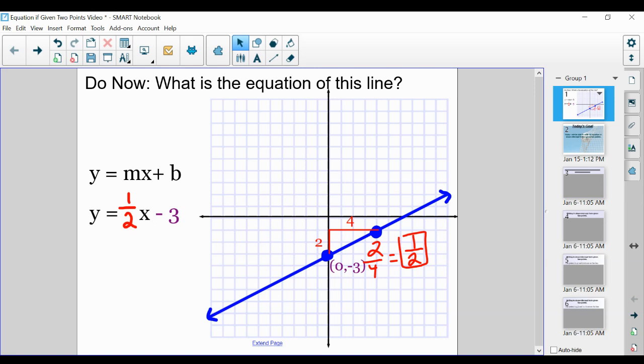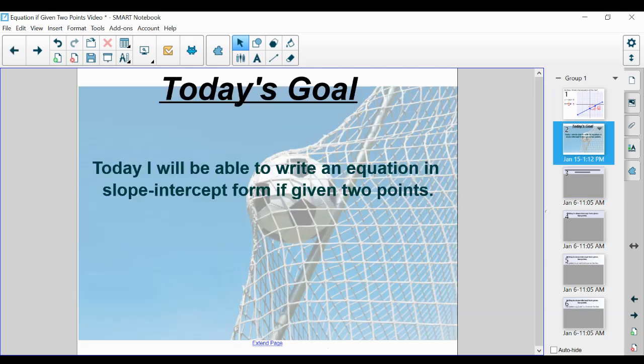Notice how we were given 2 points that were on the line. We were able to calculate the slope. We were able to count them because we had a graph. We were able to identify the y-intercept by looking at this line. But today, we are going to be talking about something a little bit different. We are going to be learning how to write an equation in slope-intercept form if given 2 points, and only 2 points. We're not going to be given a graph for today's skill. We're only going to be given 2 points. So let's talk about how we do it.